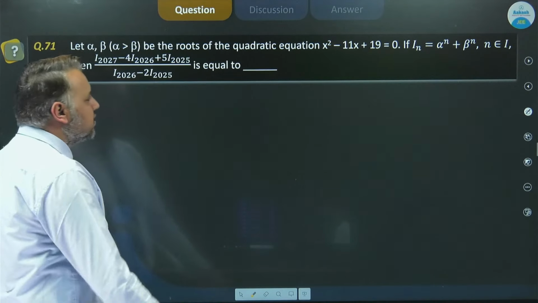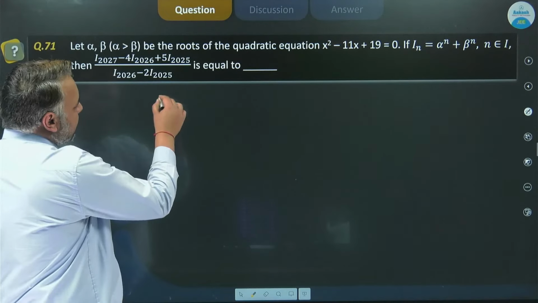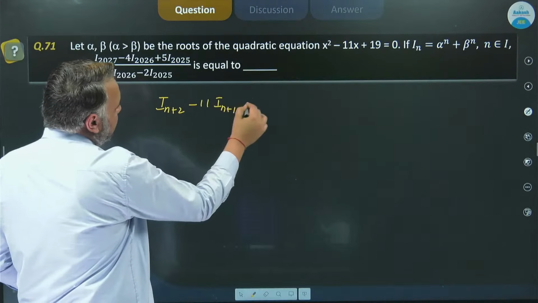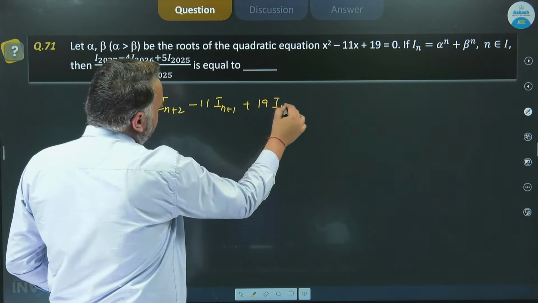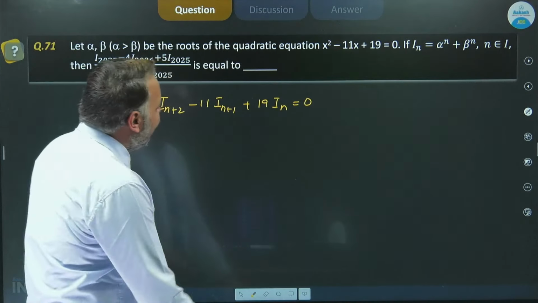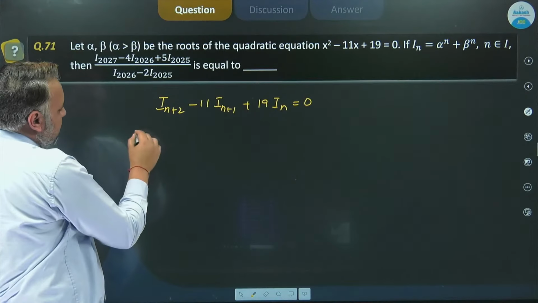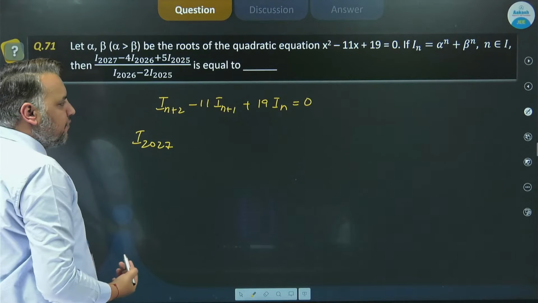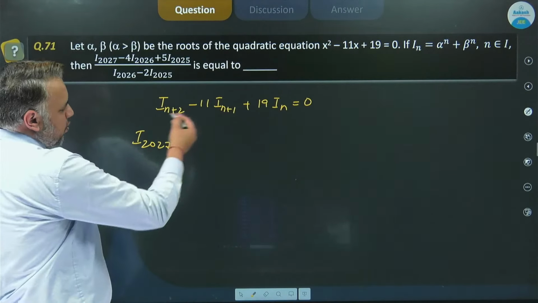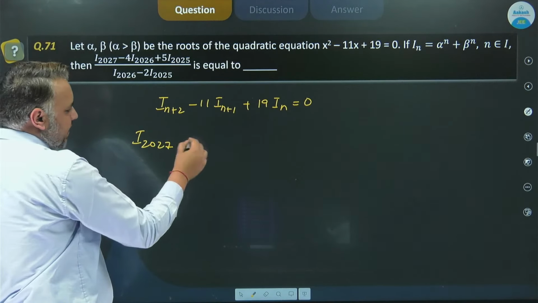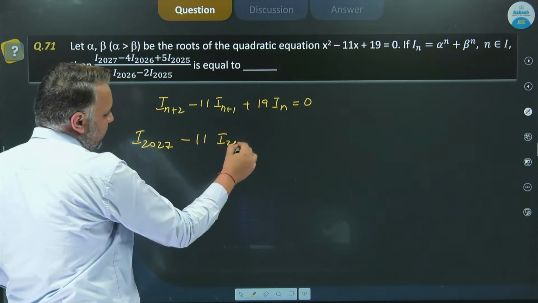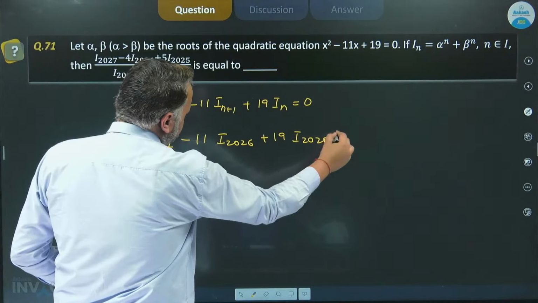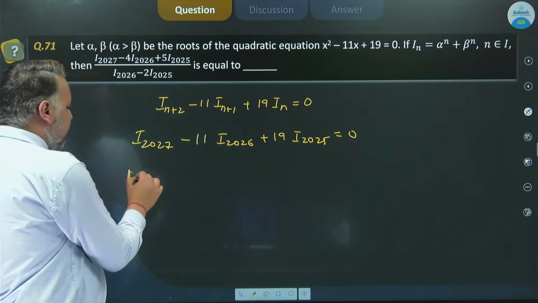So directly using Newton's theorem, we can comment that I(n+2) minus 11 I(n+1) plus 19 I(n) must be 0. And we have to comment on this. So I 2027. So put n is equal to 2025 here in this equation. So I 2027 minus 11 I 2026 plus 19 I 2025 must be 0. So what is numerator here?